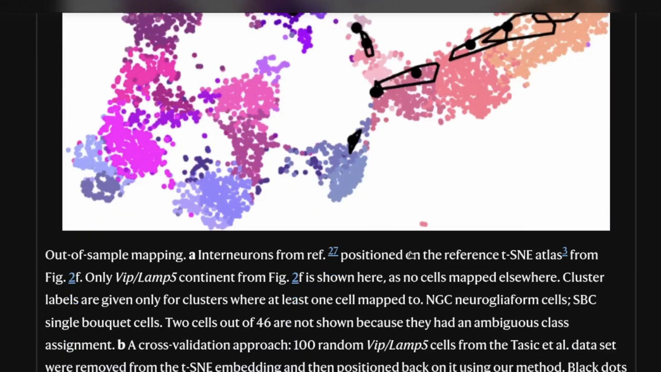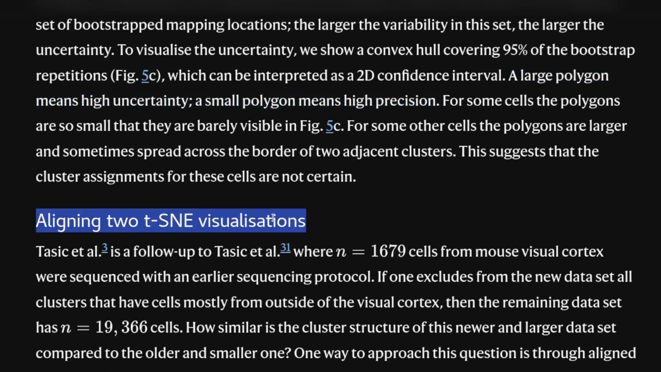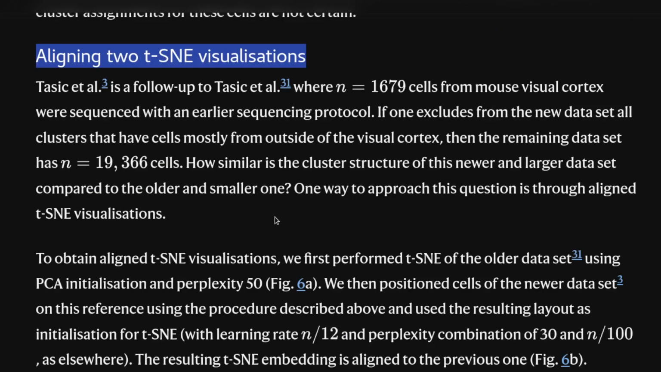Tausig et al. 3 is a follow-up to Tausig et al. 31, where cells from mouse visual cortex were sequenced with an earlier sequencing protocol. If one excludes from the new data set all clusters that have cells mostly from outside of the visual cortex, then the remaining data set has cells. How similar is the cluster structure of this newer and larger data set compared to the older and smaller one?